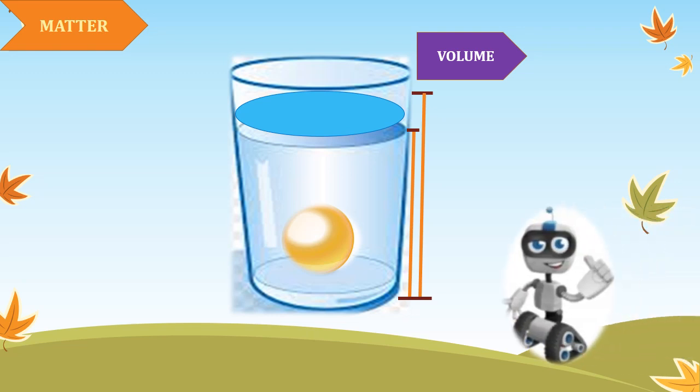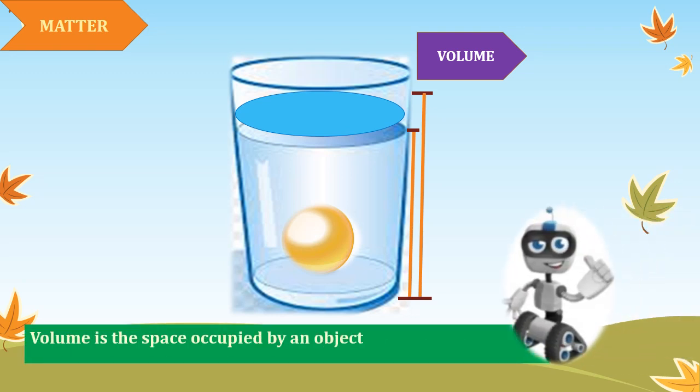Oh, Miss Eric, I got it. The volume is the space occupied by an object. Very good, Merrick, you got it.